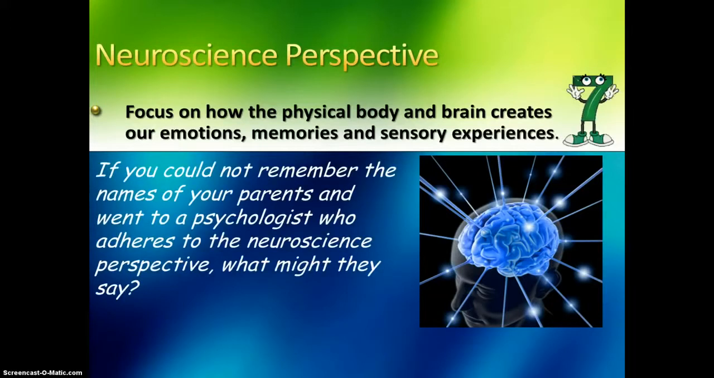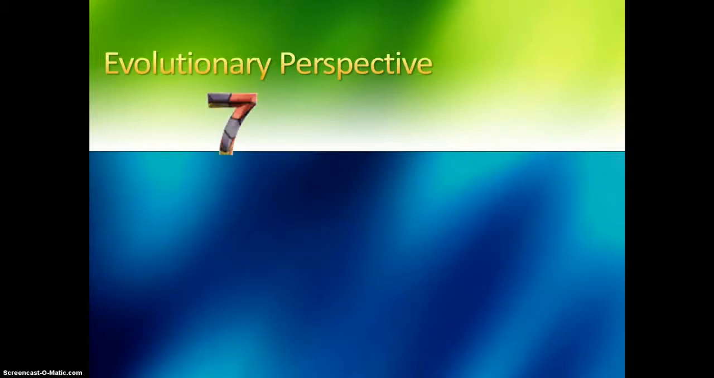So, for example, if you couldn't remember the names of your parents and you went to a psychologist who adheres to the neuroscience perspective, what might they say? Now, you're not writing that, by the way. We're trying to think about this. Well, they're focusing on the physical body. They're going to say that there's some sort of physical issue with your brain that's causing the amnesia.